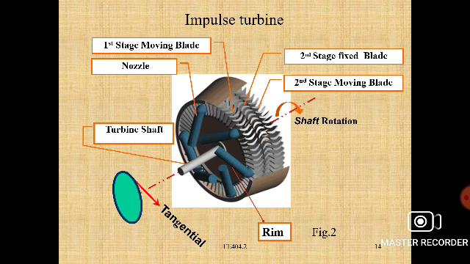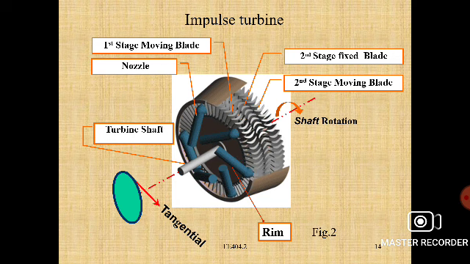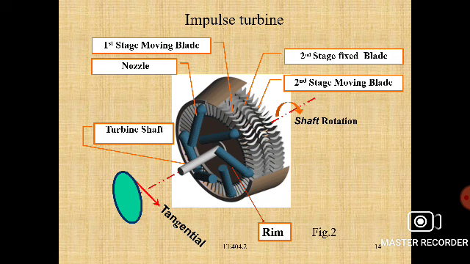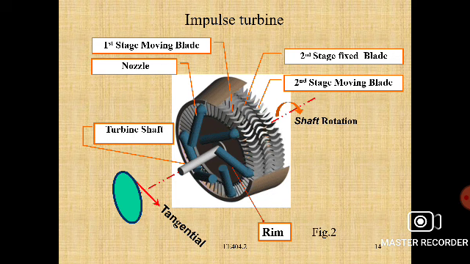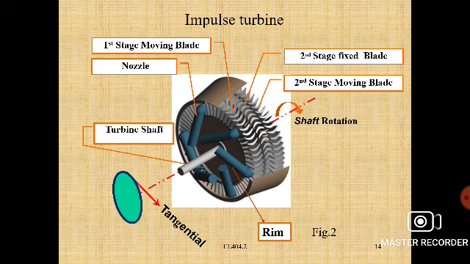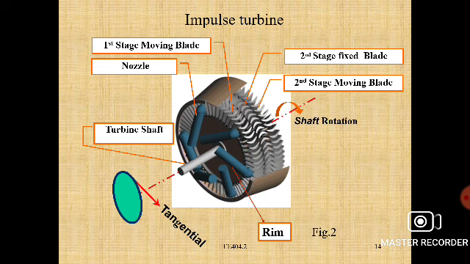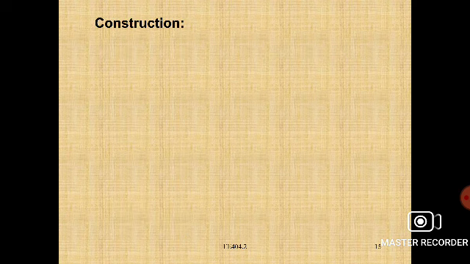A single stage turbine consists of only one nozzle, one moving blade, and one fixed blade. But here we are observing two moving blades with one fixed blade, and a number of nozzles also provided, so we can call it a multi-stage turbine. The second stage is provided. The rotation of the shaft is always in the clockwise direction.